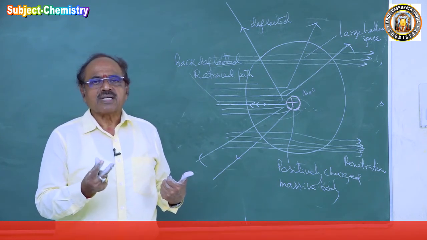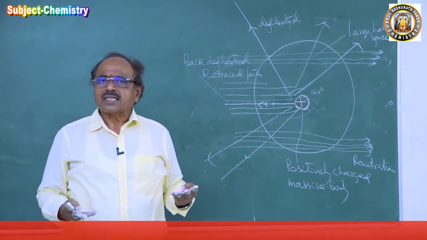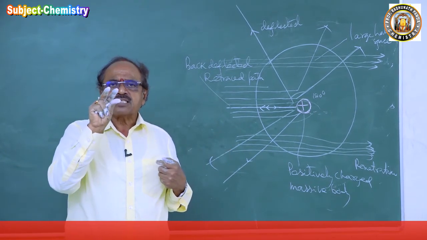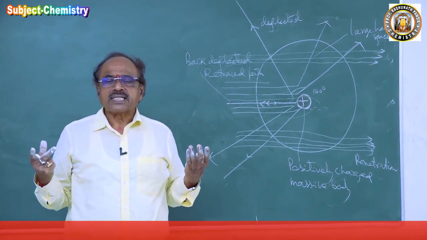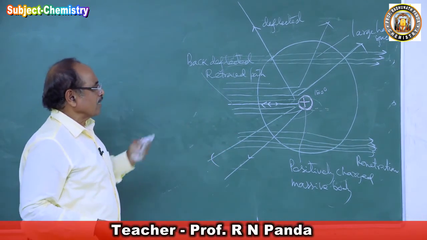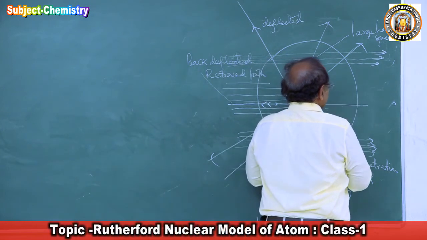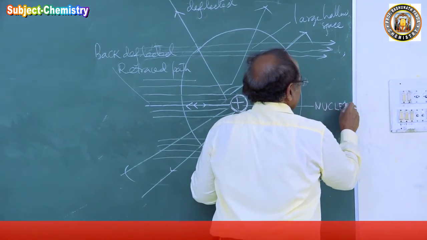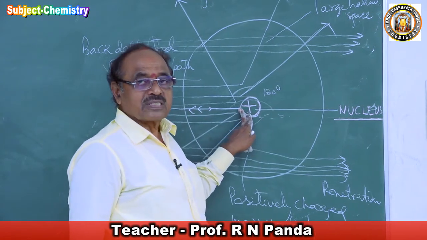Because the positively charged massive body is very small, there is a large empty space inside the atom, which causes the penetration of the alpha particles. And because the positively charged massive body is very small, the mutual repulsion is maximum, causing deflection. Hence he named this positively charged massive body present inside the atom as nucleus.